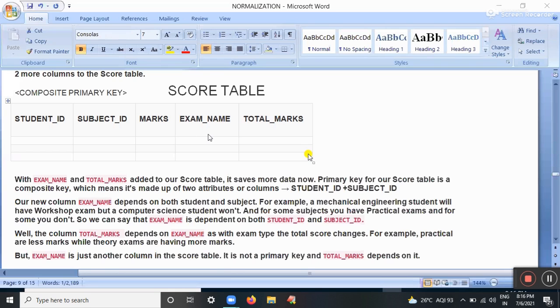But tell me guys, is your examination name a primary key or non-primary key? Yes, it is a non-primary key. So if it is non-primary, that means total marks is also a non-primary key column. So a non-primary key column is depending on another non-primary key column. So that means now tell me, your score table is having transitive dependency problem.